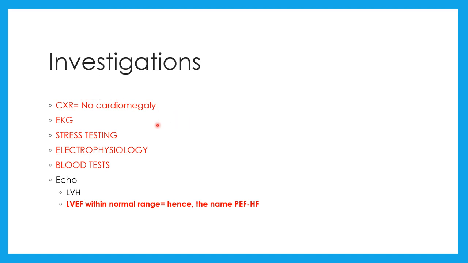The investigation will also go further if you have a chest X-ray done. No cardiomegaly. Can have your EKG done. Stress testing. EKG means ECG in Europe, EKG in North America. Can have your electrophysiology study done and blood tests. When echo is done, you are going to pick left ventricular hypertrophy, and the left ventricular ejection fraction will be within the normal range. Hence the name heart failure with preserved ejection fraction.